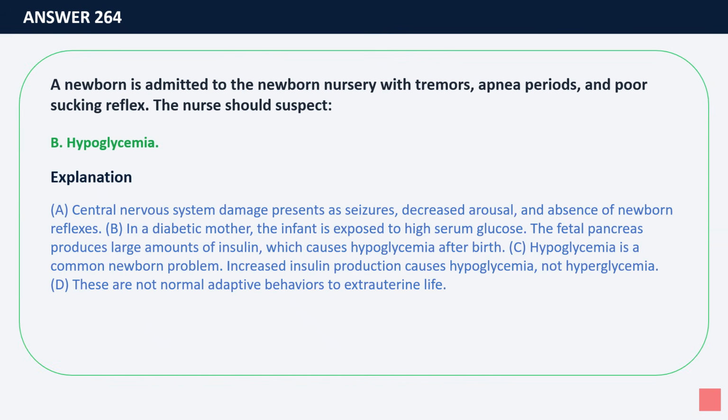Answer: B. Hypoglycemia. Explanation: A. Central nervous system damage presents as seizures, decreased arousal, and absence of newborn reflexes. B. In a diabetic mother, the infant is exposed to high serum glucose. The fetal pancreas produces large amounts of insulin, which causes hypoglycemia after birth. C. Hypoglycemia is a common newborn problem. Increased insulin production causes hypoglycemia, not hyperglycemia. D. These are not normal adaptive behaviors to extrauterine life.